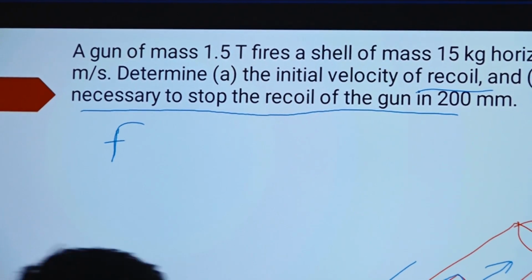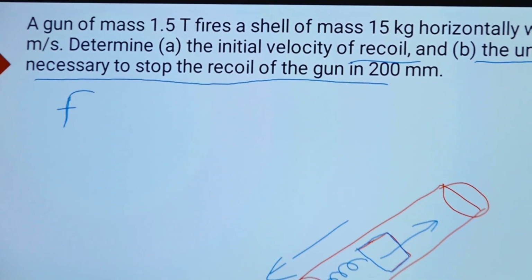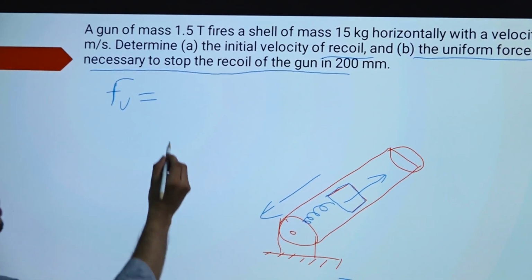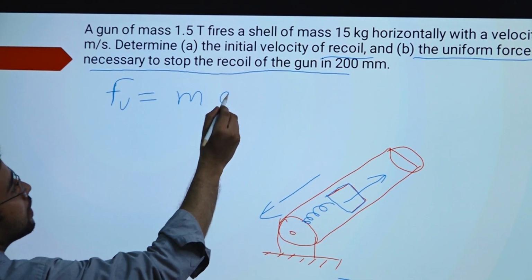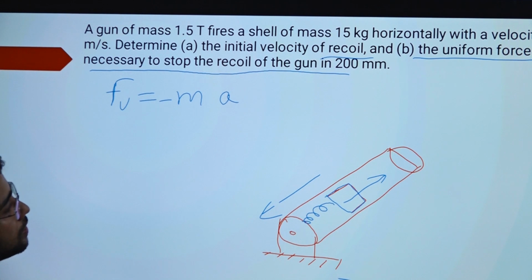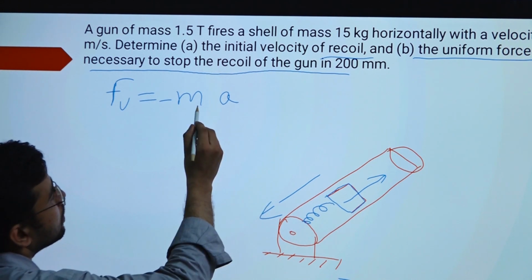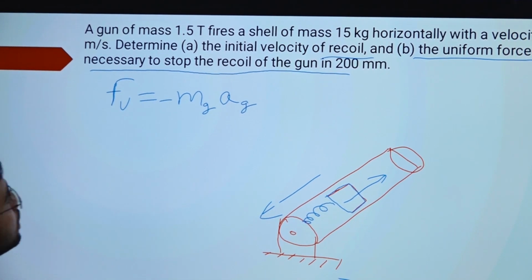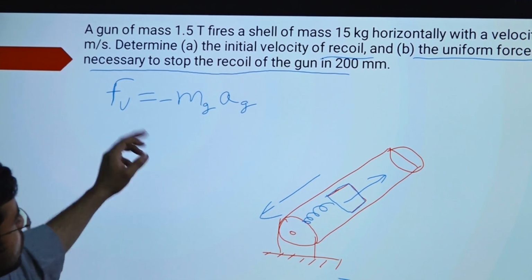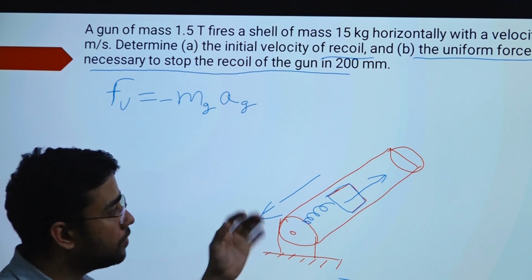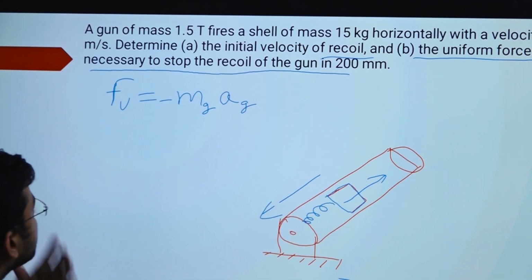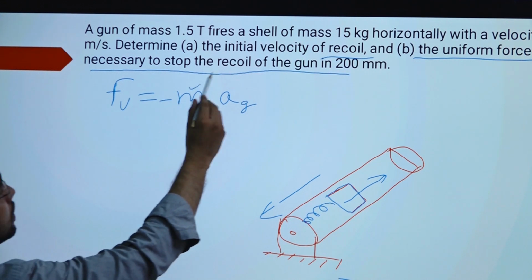So that uniform force will be equal to m into A with a minus sign. M is the gun mass, A is the acceleration of the gun. Why am I putting a minus sign? Because if it is moving in the backward direction, we have to apply force in the opposite direction. That's why I am putting the minus sign. M is already known, but A we don't know.